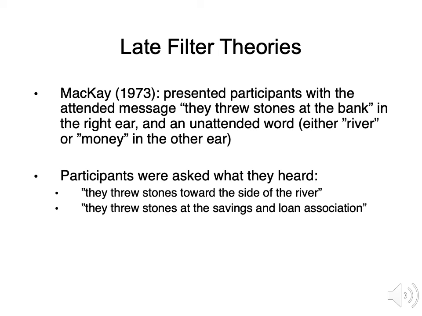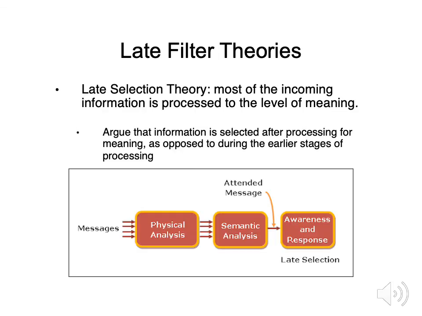If they heard river, they selected "they threw stones toward the side of the river." If they heard money, they selected "they threw stones at the Savings and Loan Association." So what this shows is that meaning matters in terms of what you attend to. The late selection theory suggests that most of the incoming information is processed to the level of meaning. This theory argues that information is selected after processing for meaning, as opposed to during the early stages of processing.